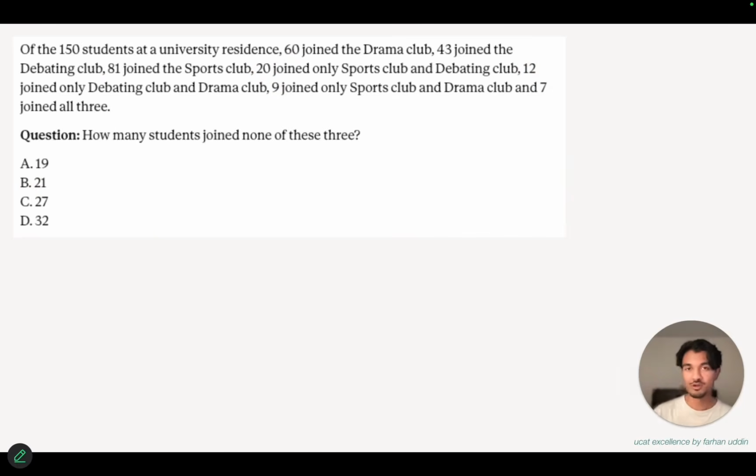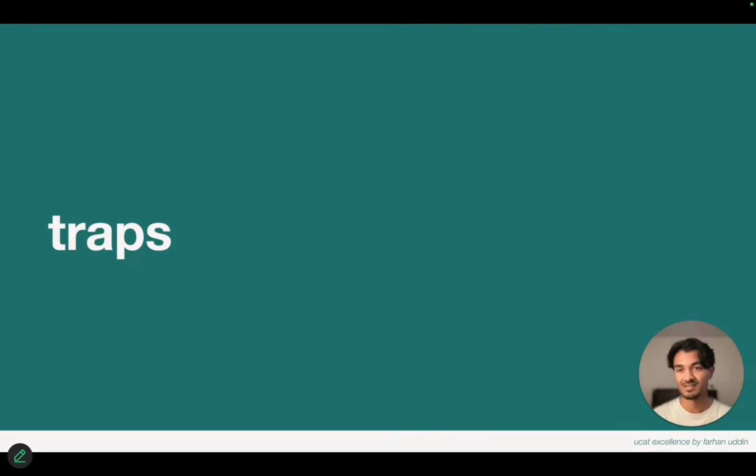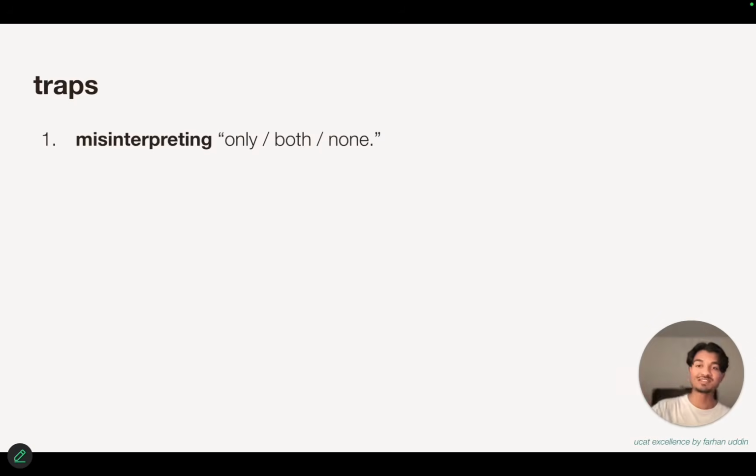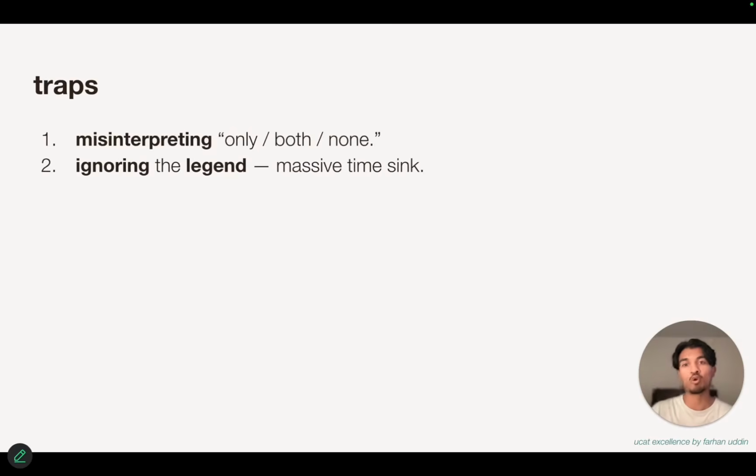Otherwise, let's go through some traps that students tend to fall into. Number one is misinterpreting the words only, both, or none, especially the word only. Number two is ignoring the legend. I think this is a massive time sink, because you end up needing to go through it anyway. And number three is evaluating options from A to D when you really don't have to. Just pick the most feasible one and then go through that first.